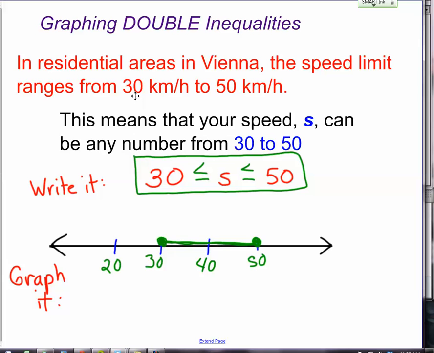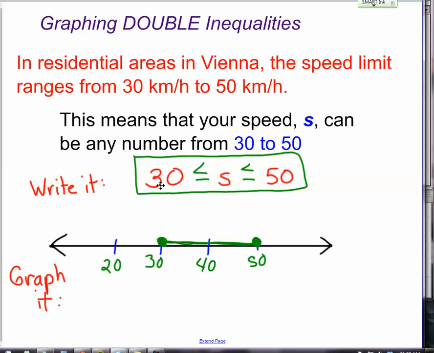So I was telling you that in Vienna I've noticed that in residential areas where there are houses and apartments, the speed limit ranges from 30 kilometers an hour to 50 kilometers an hour. So we want to show your speed s can range for any number from 30 to 50. So I think I want to put these numbers in the same order they'd be on the number line. 30 is the smallest, my speed s goes in the middle, and 50 is the biggest.